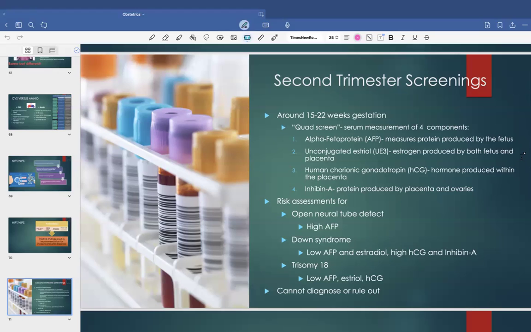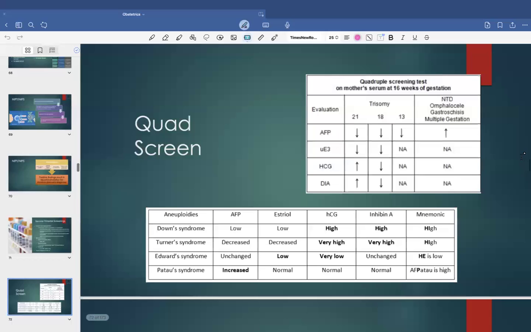So I need you to know what the 4 components are of a quad screen. You might want to know that a high alpha-fetoprotein is associated with open neural tube defect. This is the chart with low, high, decrease, very low. I don't want you to memorize this, take it on your rotation with you. But that's the quad screen as well.